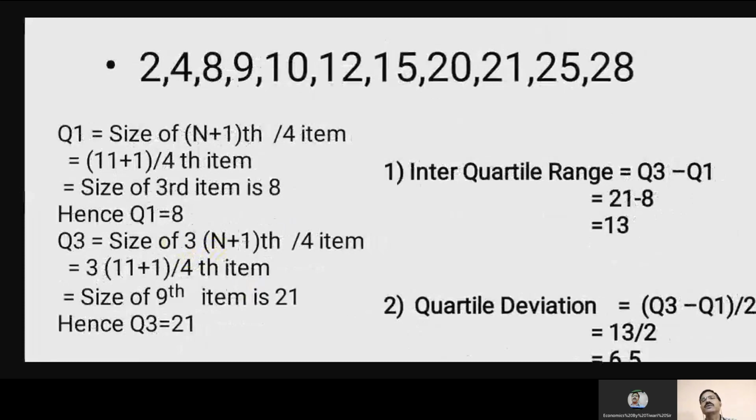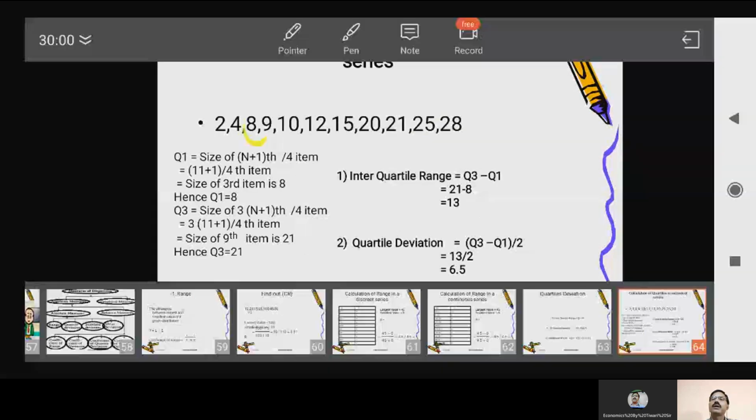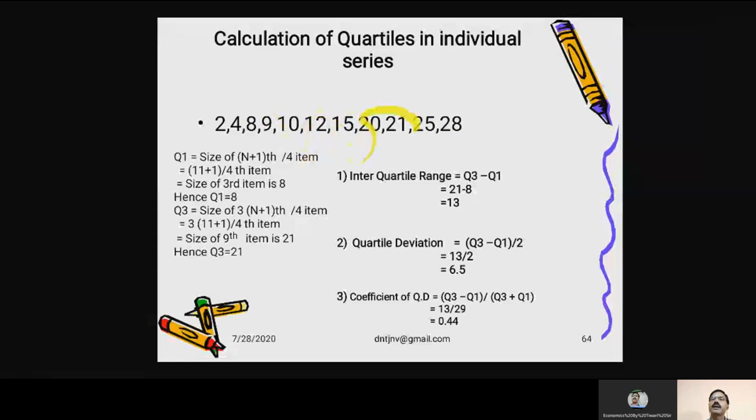So Q3 is size of 3 into n plus 1 by 4th item, that is 3 into 3, that is the 9th item. So which one is the 9th item? 1, 2, 3, 4, 5, 6, 7, 8, 9. 21 is the 9th item. So Q3 is 21. Now find Q3 minus Q1, that is 21 minus 8 is 13. Quartile deviation is 13 by 2, 6.5. Coefficient of quartile deviation is Q3 minus Q1 upon Q3 plus Q1, that is 13 by 29, which becomes 0.44.